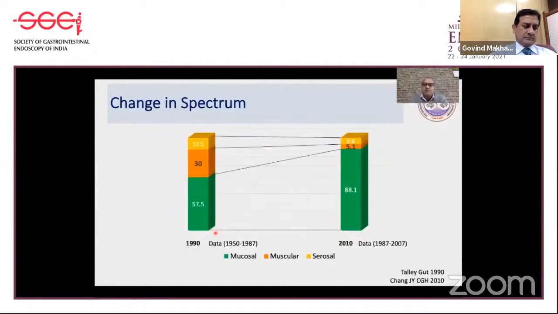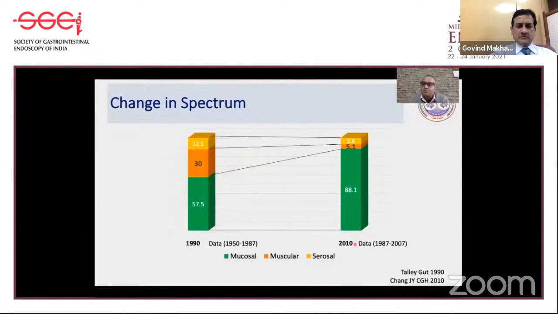Now, coming to the clinical spectrum, these are two studies from the same center in the United States which looked at data on eosinophilic gastroenteritis. In 1990, the published report, which included patients over the previous 4 decades, showed that around 57% had mucosal involvement and 30% had muscular involvement, around 12% with serosal involvement.